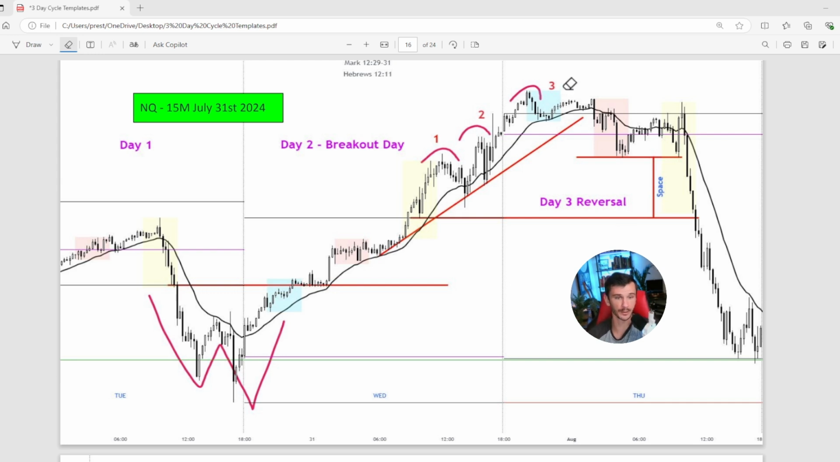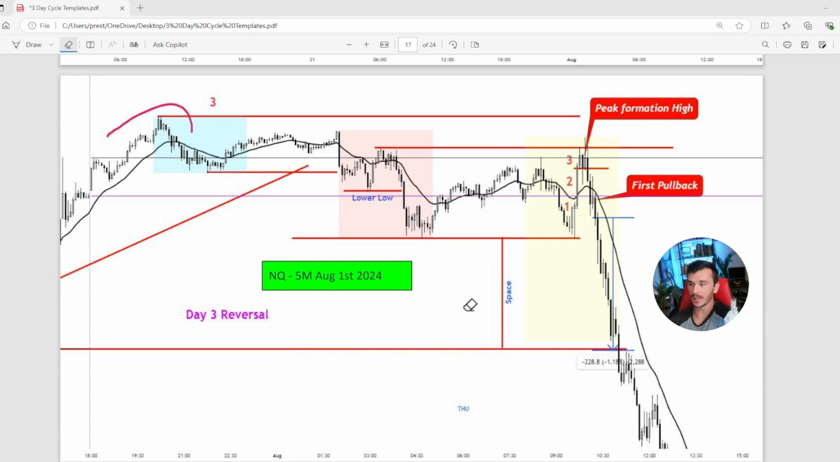Great. So I can measure from here to here and look for an expansion of that range back down or just go back down towards the peak formation. And here is the 5-minute chart of the one that we just looked at above. And this is going to be on the day itself of the NASDAQ.